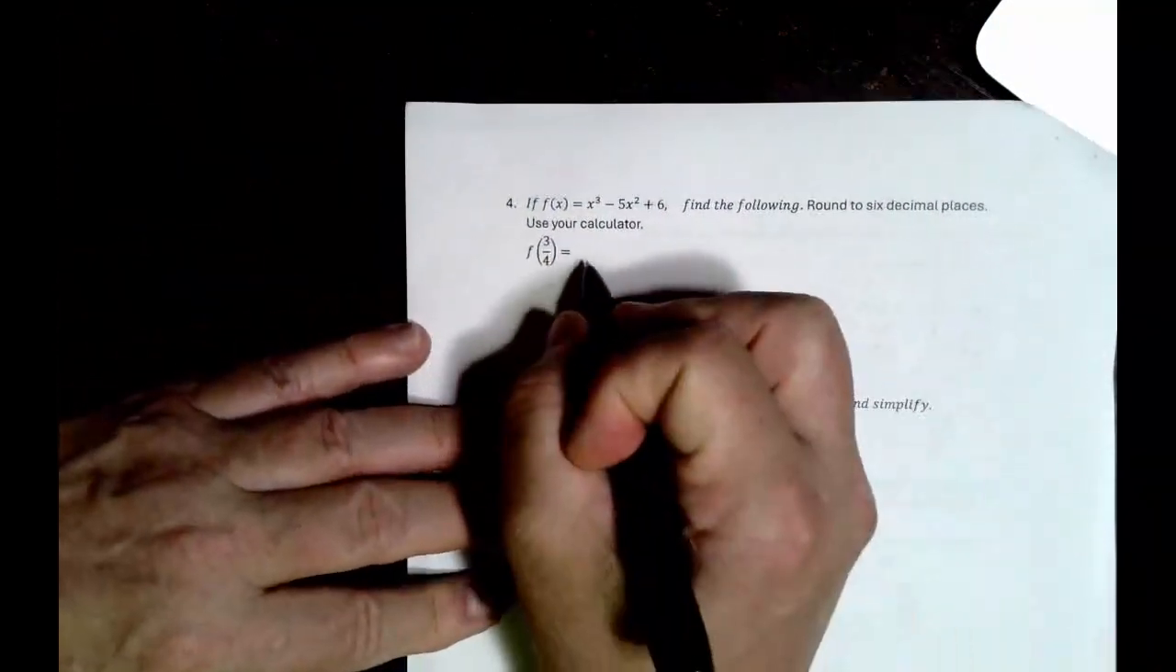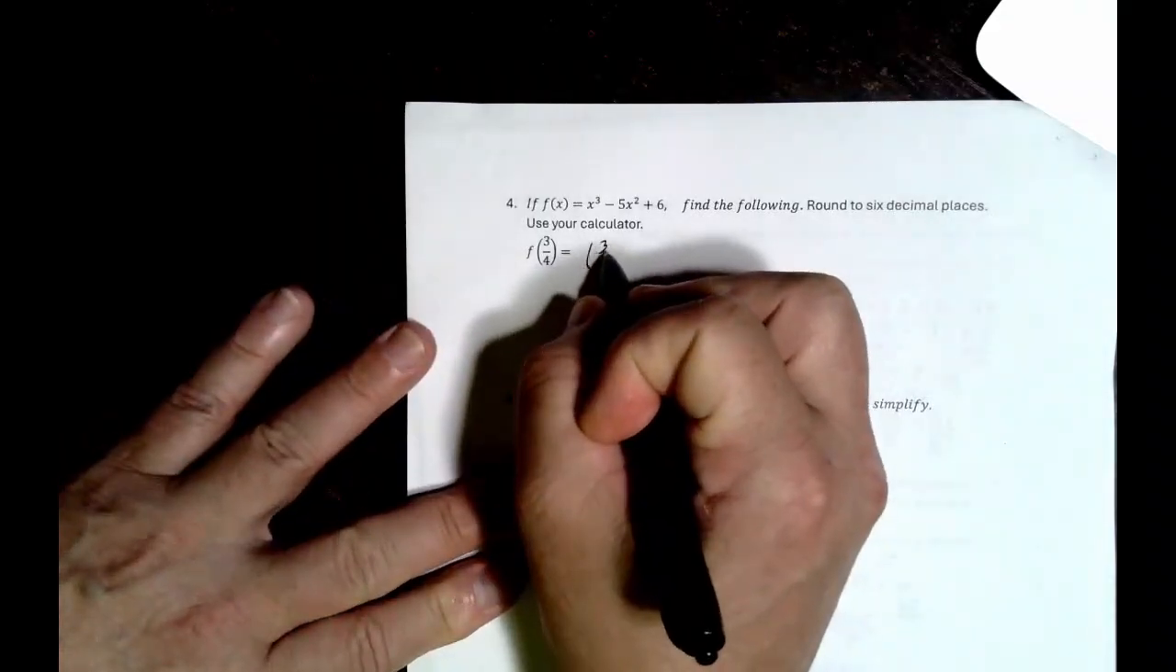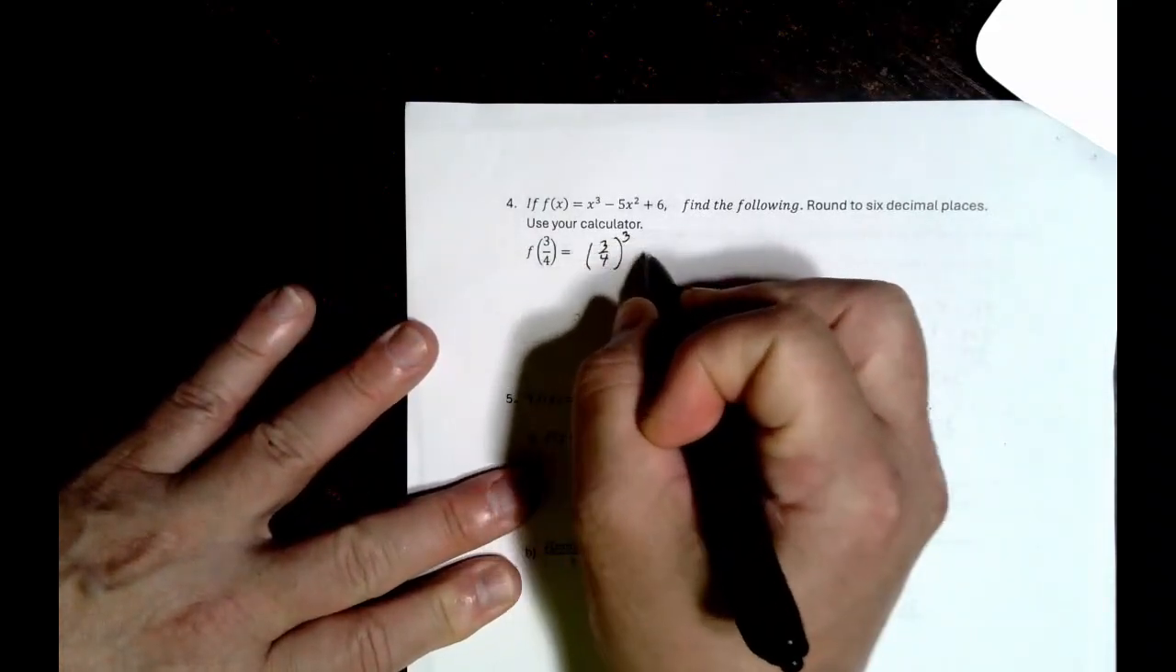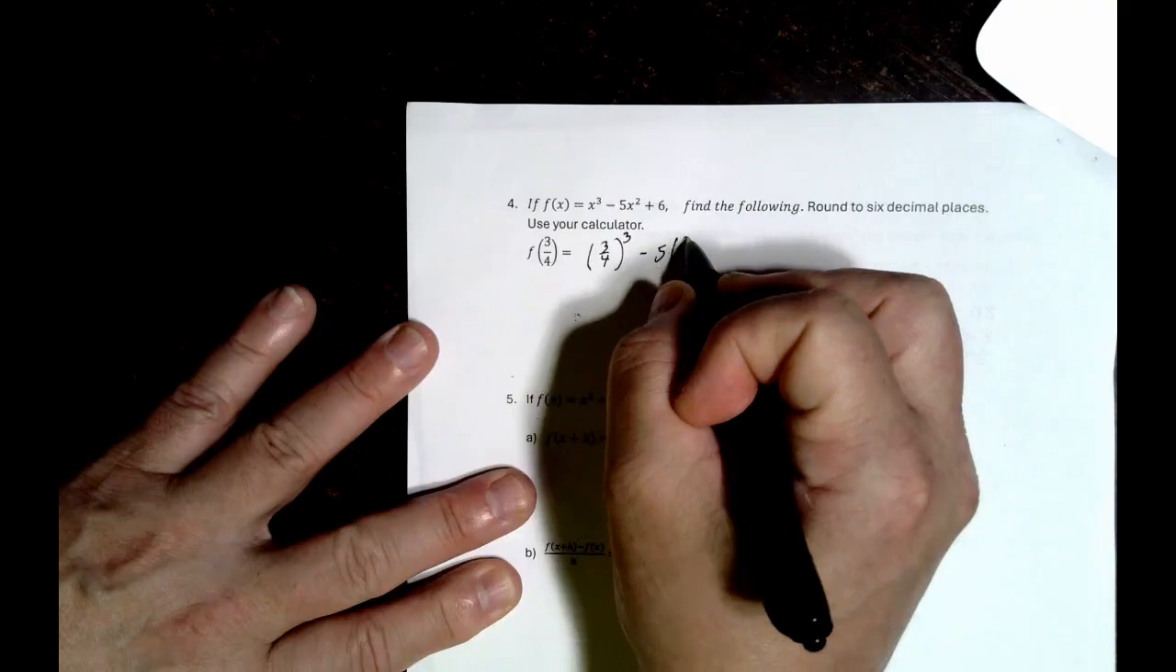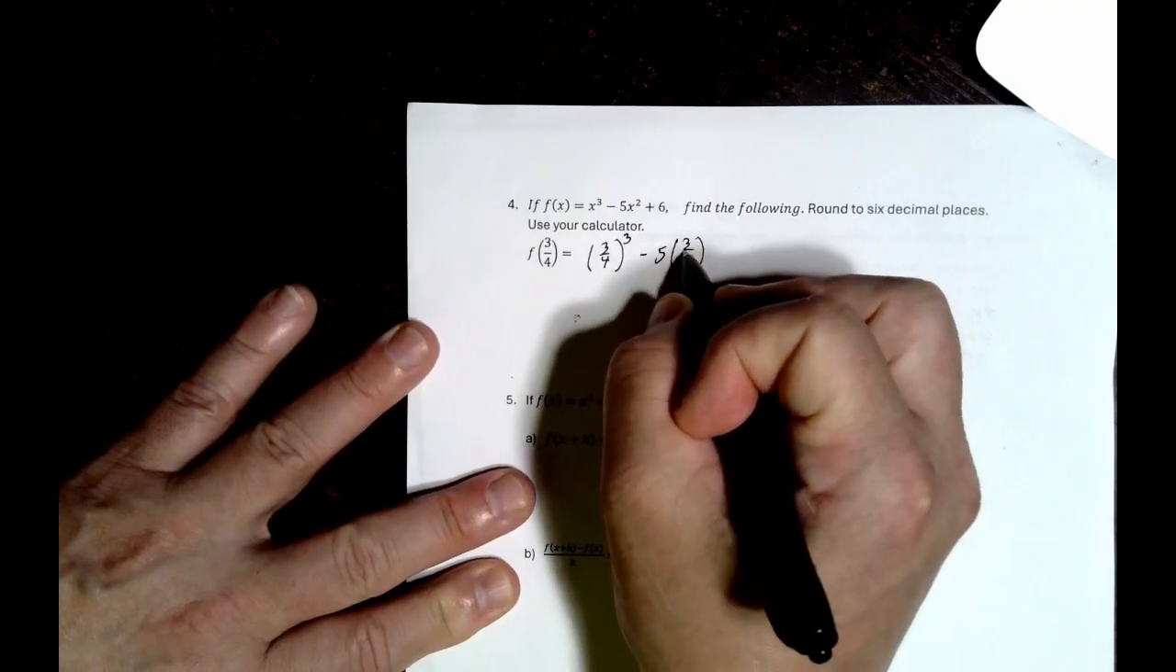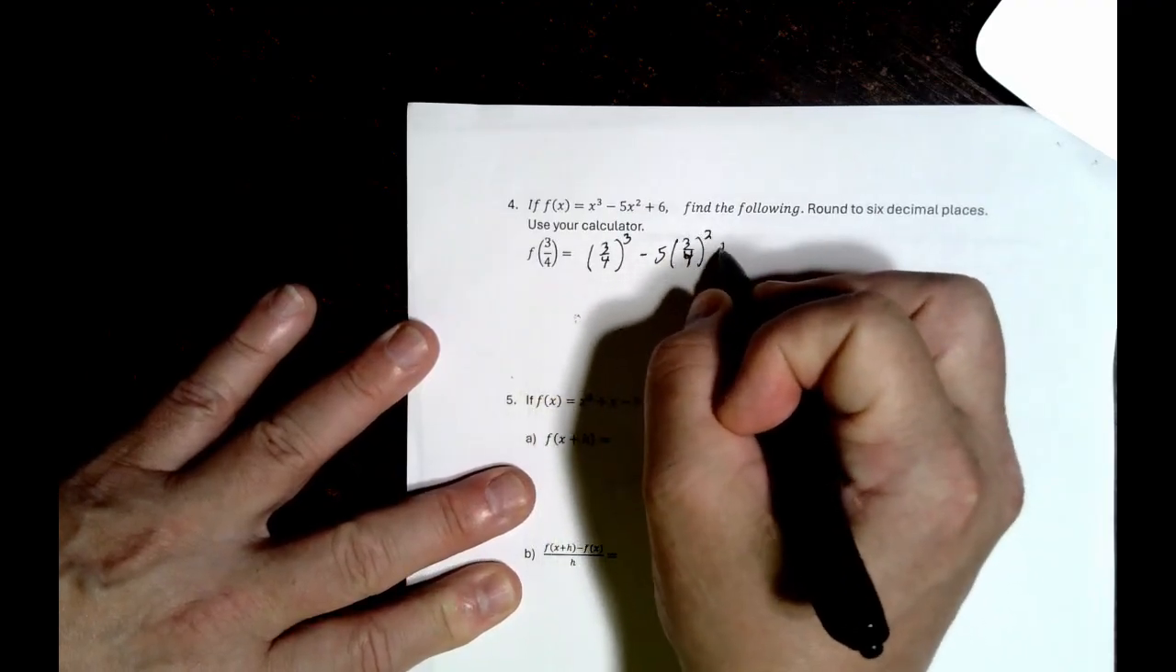Okay, use your calculator for this, so you're going to type in 3/4 raised to the third power minus 5 times 3/4 squared, and add 6.